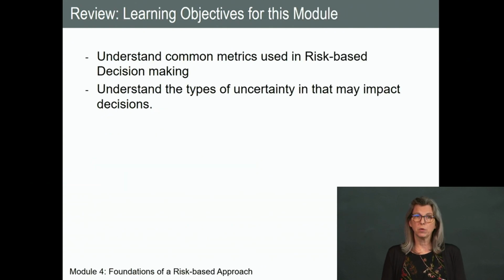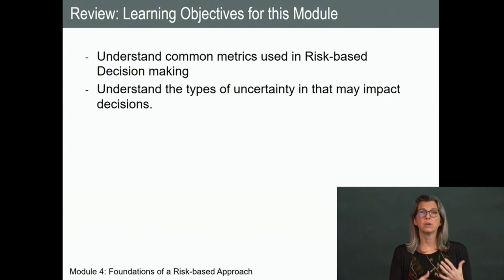So I hope that gave you a quick introduction to understanding the common metrics that are used in risk-based decision-making, and then also understanding different types of uncertainty that you could encounter in decision-making, and some idea of how to start to represent those in your consequence tables for the decision-maker.